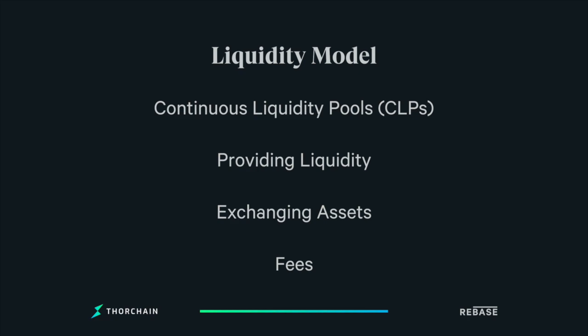In addition to the trading fee, there's a network fee, and this is charged when you take assets out of a pool. The fee is used to pay for gas costs on external networks, and it's based on the external network's average cost of gas.